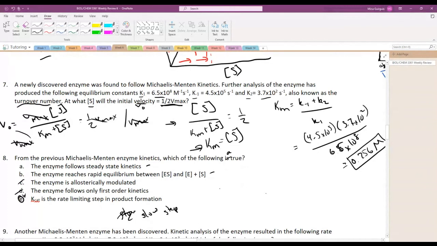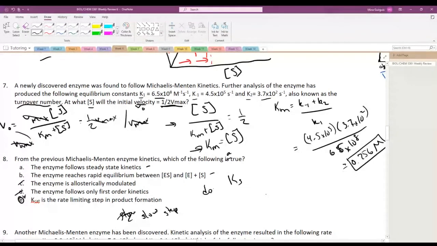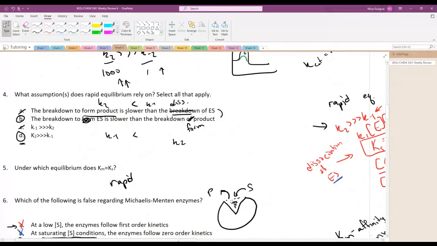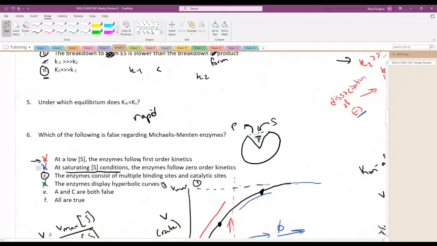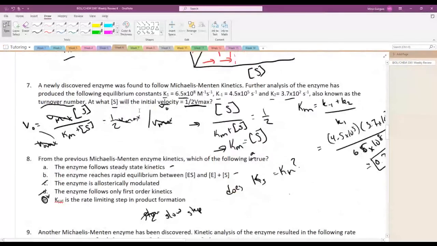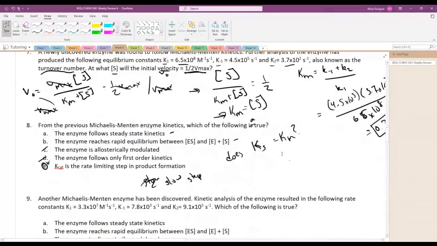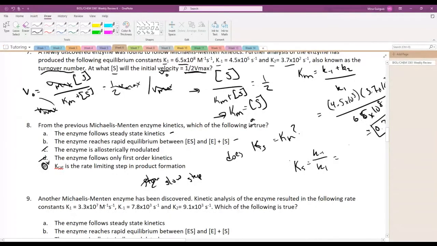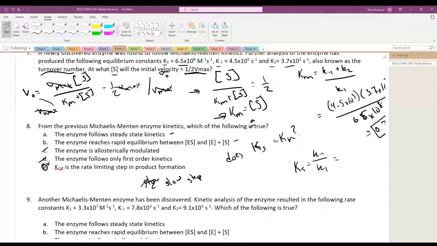Okay, and the way that we can test that is by saying, does Ks equal Km? And if it does, then which assumption is it? Let's scroll back up. If Ks equals Km, we're in rapid equilibrium. That was question 5, excuse me. All right, so I'm not going to actually do this work, yeah, I will. Okay, so Ks we said is equal to K-1 over K1, and we're going to plug those numbers in. And I'm sorry, I don't want to write it again. I'm getting a bit lazy, admittedly.